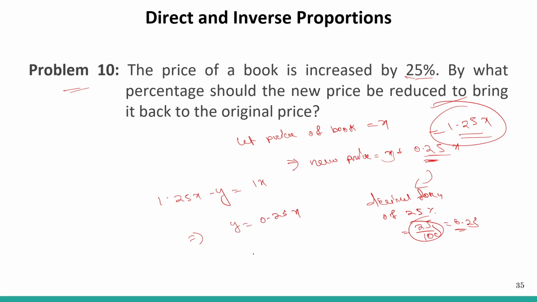So what we want to calculate is the reduction percentage. So reduction percentage is equal to, so this will be the new 100%. Okay, so it will be 0.25x by 1.25x. So this will be 5 into 100, right? So this is equal to 20%. So the price must be decreased by 20% in order to get back to the original price after increasing it by 25%.